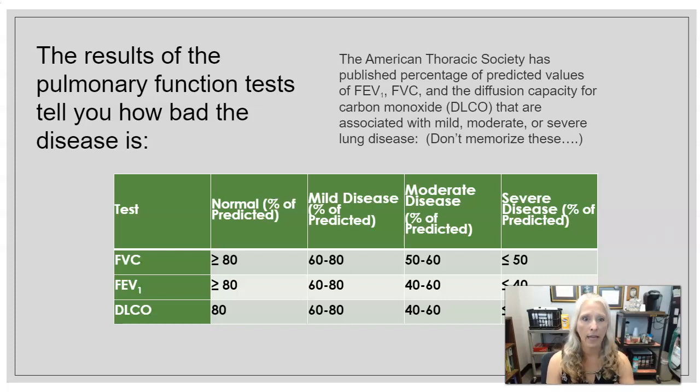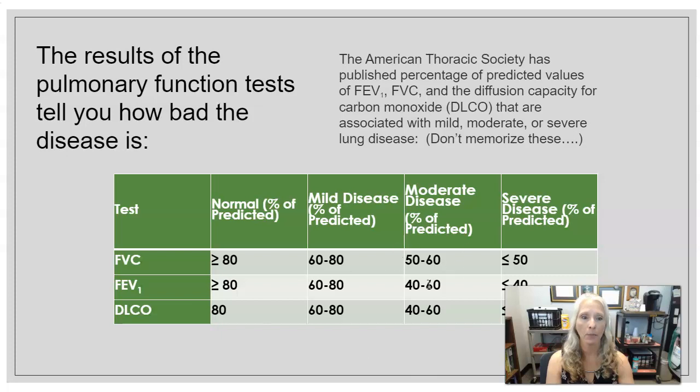So looking at this table that came from the American Thoracic Society, these are some norms that were published that break it down into the percent of what's predicted. Like if they've got greater than 80% of what they should have, then that's normal, and 60 to 80 is mild disease.